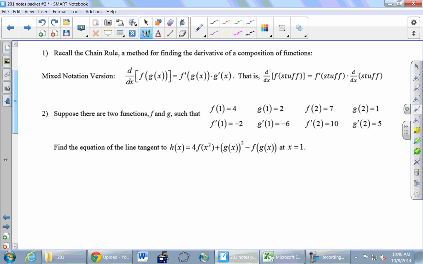Okay, in order to find the equation of any line, I generally need 2 things. What 2 things do you need to find the equation of any line? Slope and a point, right? If you have the y-intercept, then that's great, but any point will do. Okay, let's find the point first. So we need a point that's on the graph of h.